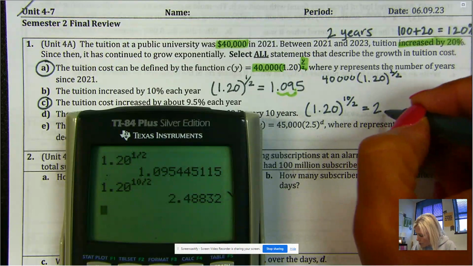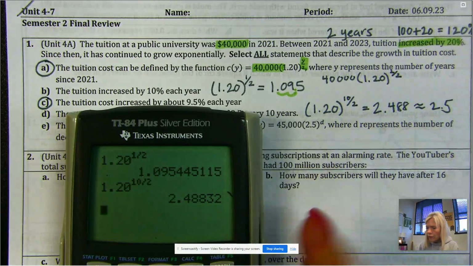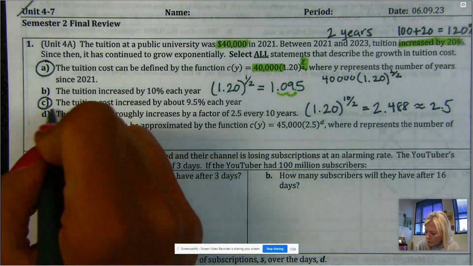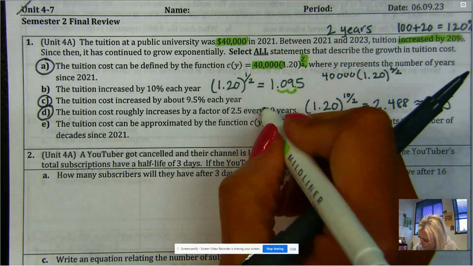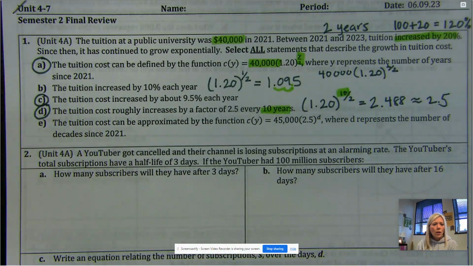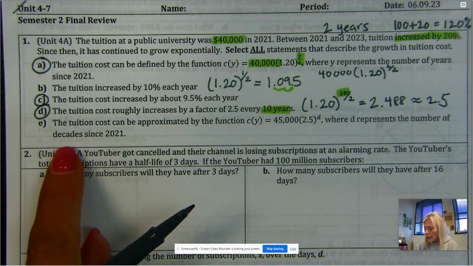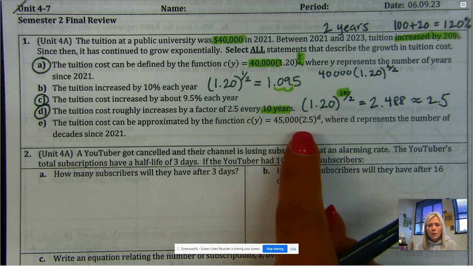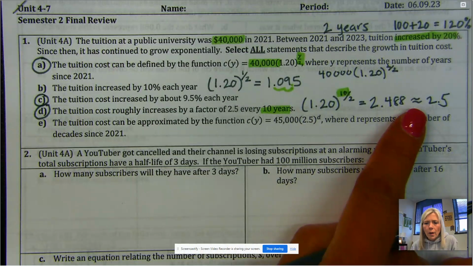So this was equal to 2.488, or about 2.5. And so I'm going to go ahead and circle answer choice D, because that is what happened when I put in this 10 for y, replacing the y in the equation with a 10, and I got that value. And then finally, the tuition cost can be approximated by this function, where D represents the number of decades since 2021. So at first I thought this would be a correct answer choice because I also got the 2.5 in the problem above.